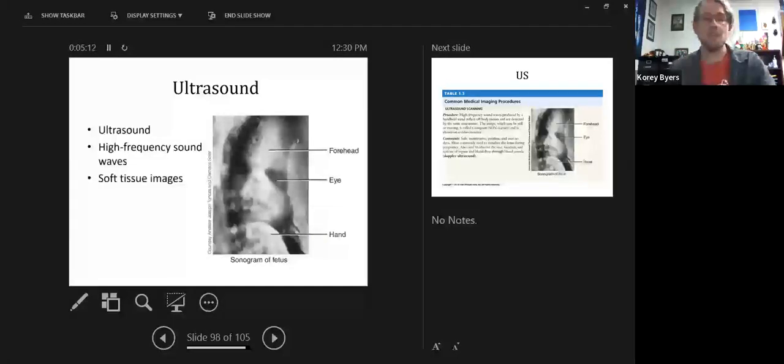Ultrasound, this one should be easy to pick up. Ultrasound uses high frequency sound waves. The person that does this ultrasound is called a sonographer.